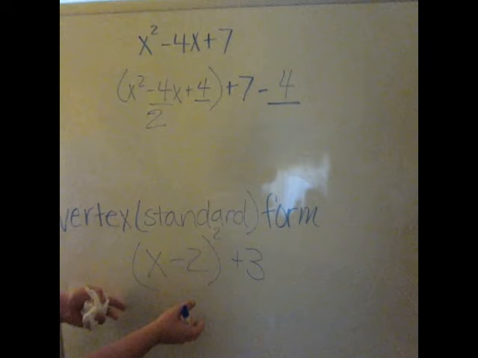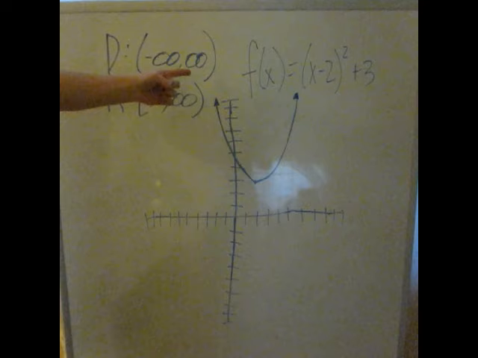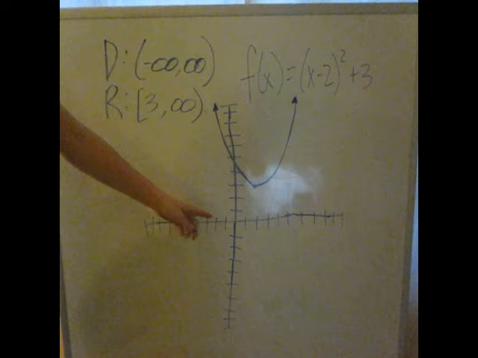Domain and range: all real numbers, inclusive 3 to positive infinity. Graph the polynomial right 2 and up 3.